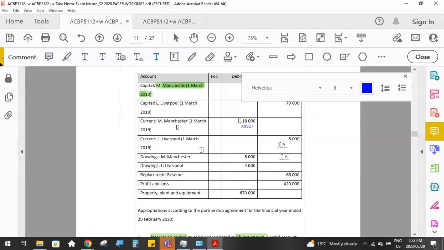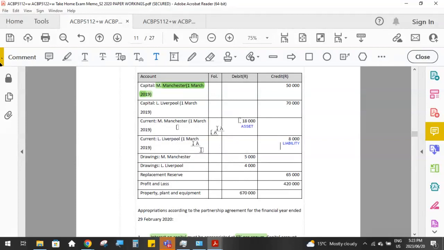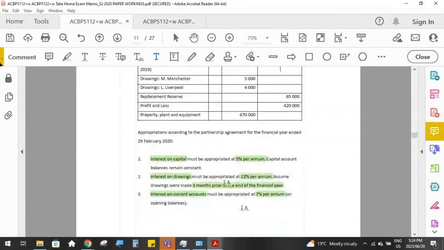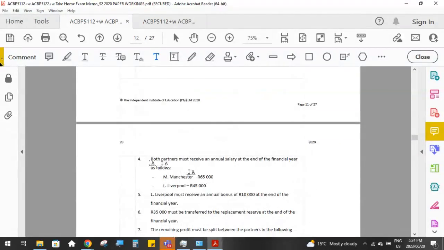this would be a liability. Oh gosh, that's not spelled correctly. Liability of the partnership. So when I say liability, the partnership owes Mr. Liverpool 8,000, and for this one over here, Mr. Manchester owes the partnership 18,000. Did I say that the right way? Partnership owes Liverpool, Manchester owes partnership. Okay, so those are the balances that we've got. So then let's have a look. And they said both partners must receive an annual salary.